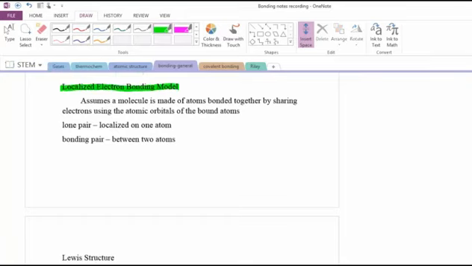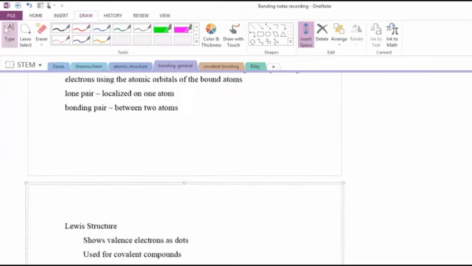Localized electron bonding model. So this is for covalent bonds. This assumes a molecule is made of atoms bonded together by sharing electrons. So a lone pair is a pair of electrons that's just on one atom, and a bonding pair is between atoms.